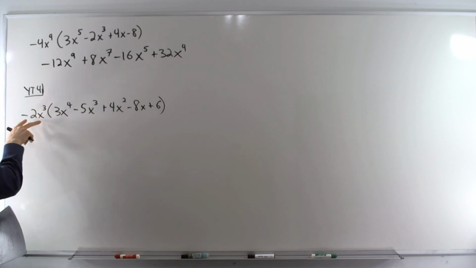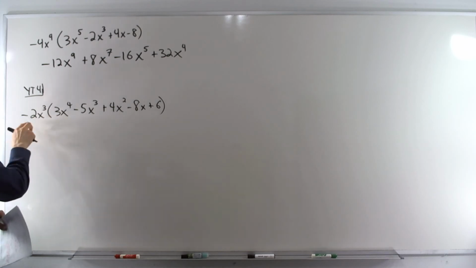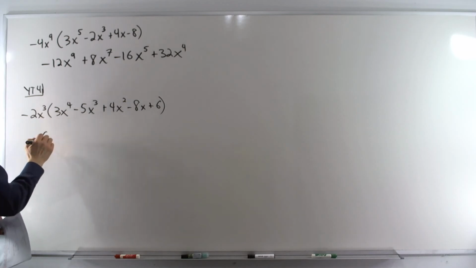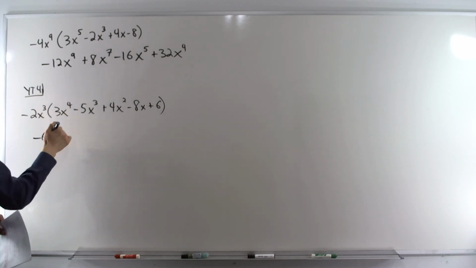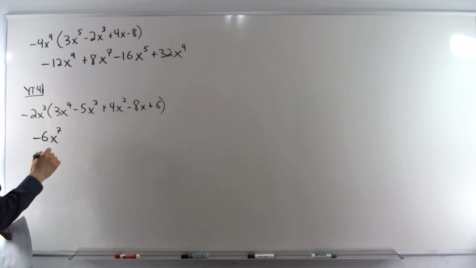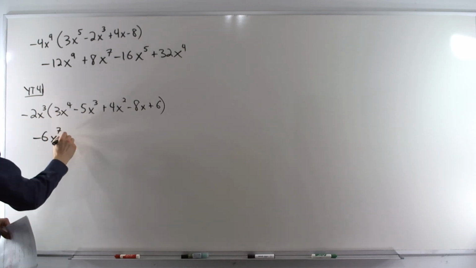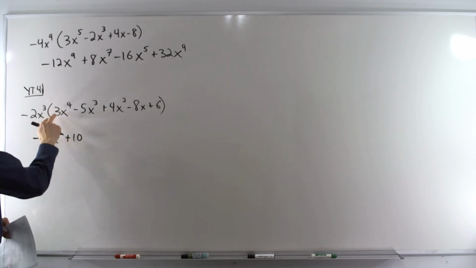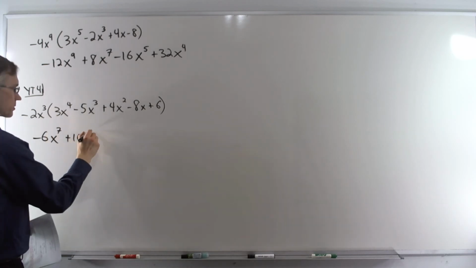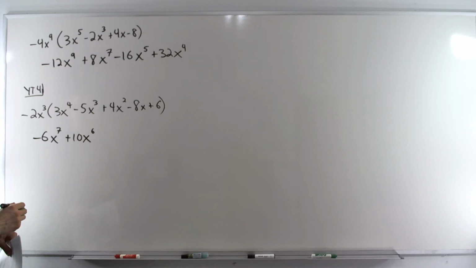All right, so we'll distribute in negative 2x to the 3rd. So we'll do coefficient by coefficient. Negative 2 times 3 is negative 6. X to the 3rd times x to the 4th, x to the 7th. All right, next term. Negative 2 times negative 5 is positive 10. X to the 3rd times x to the 3rd. Add the exponents to get x to the 6th power.